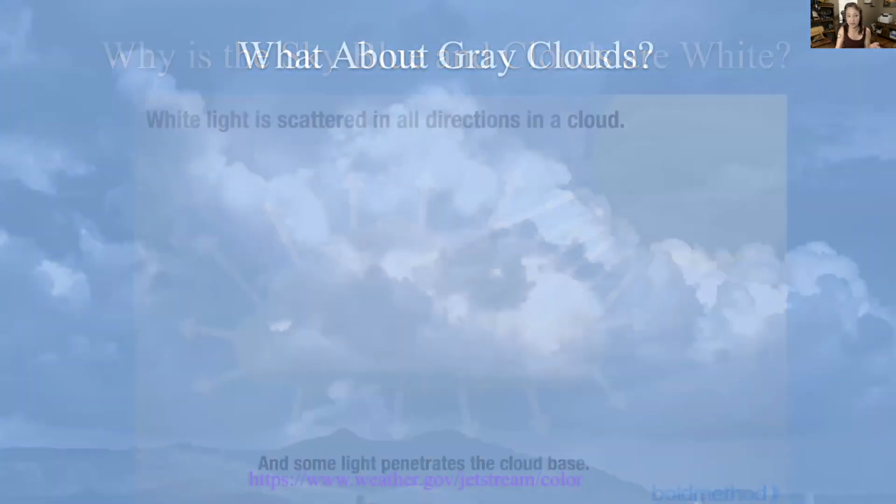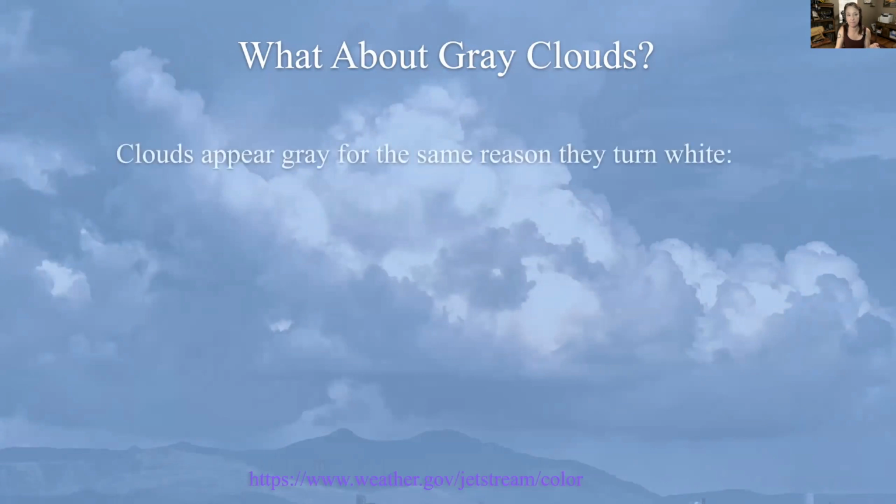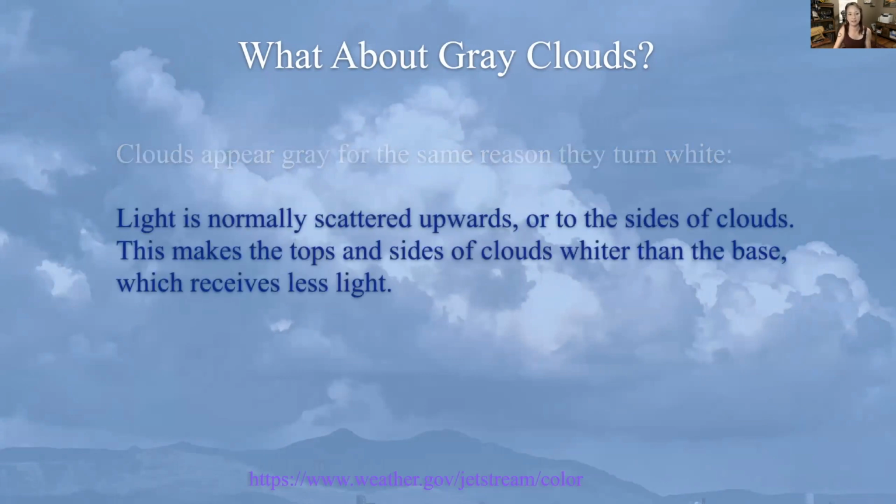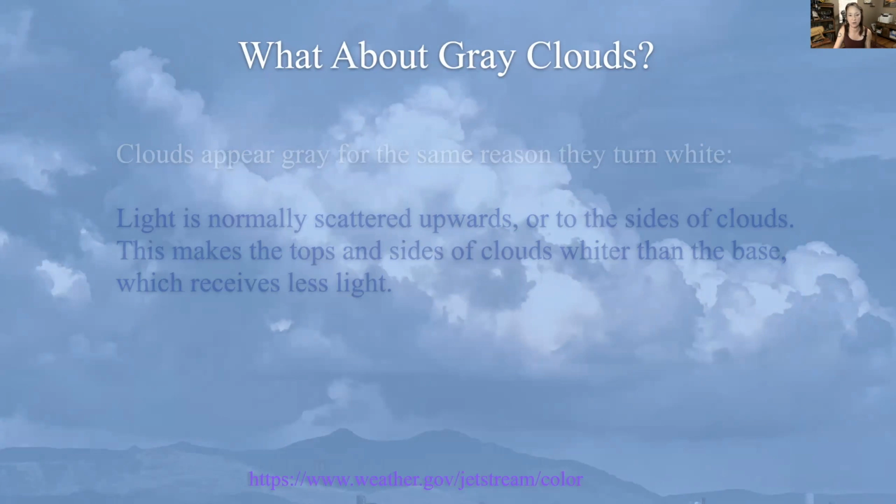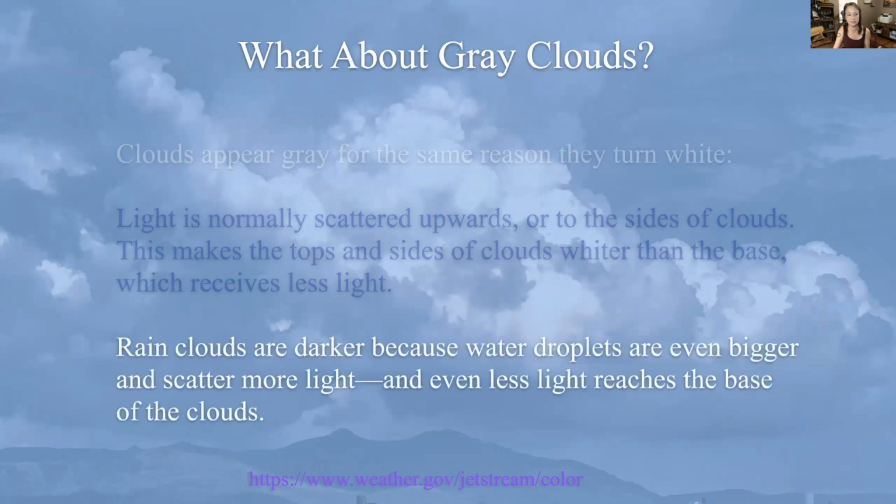But what about gray clouds? Again, you're not really seeing gray. You're seeing the fact that light is normally scattered upwards in clouds or to the sides. And that makes the tops appear whiter, which receive less light. So it's more like a shadow than actual substance.